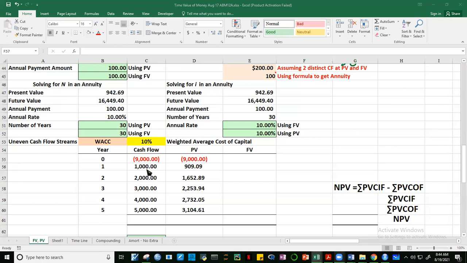Kasi i-NPV lang natin to. Ginawa natin dati, i-NPV natin to eh. So this is 15,000 sabi natin. Some of us answered that this is okay kasi yung cash inflow natin 15,000, tapos yung outflow natin is 9,000. So mas malaki yung inflow. But some of you said no, you will not invest in that kasi maliit yung cash flow natin sa simula, no?